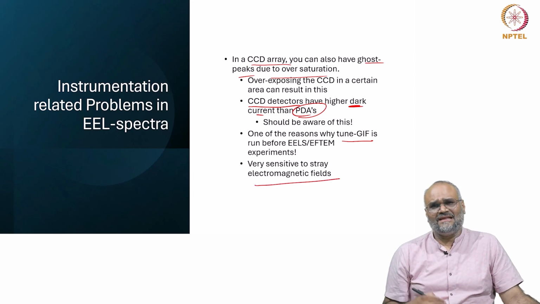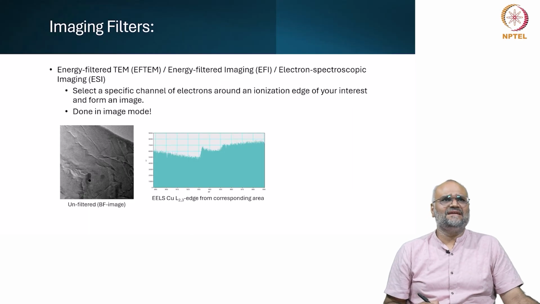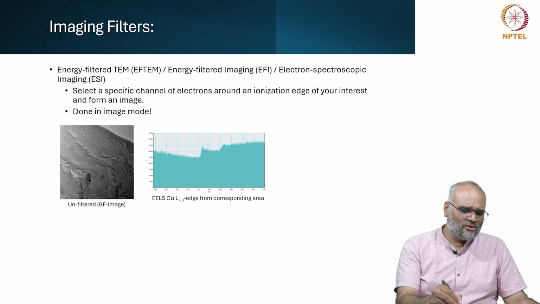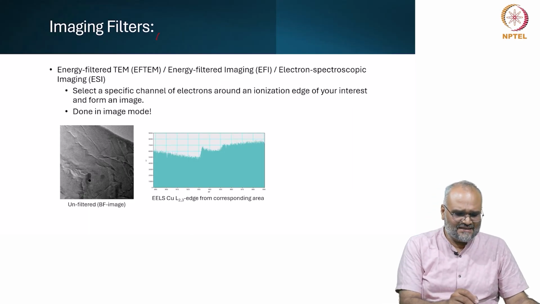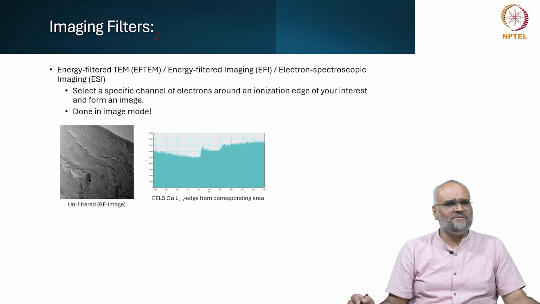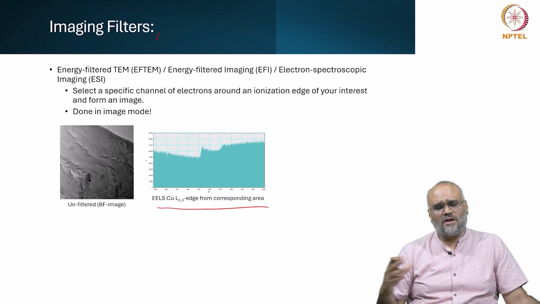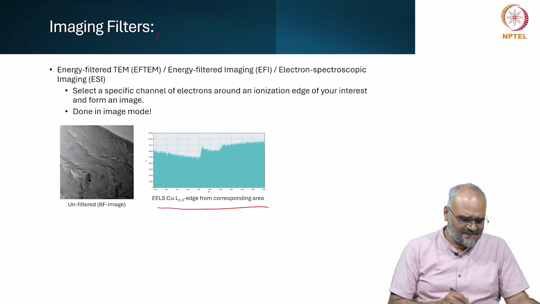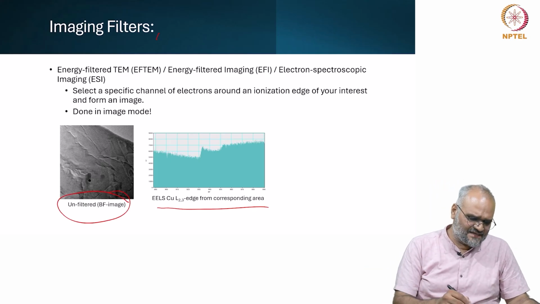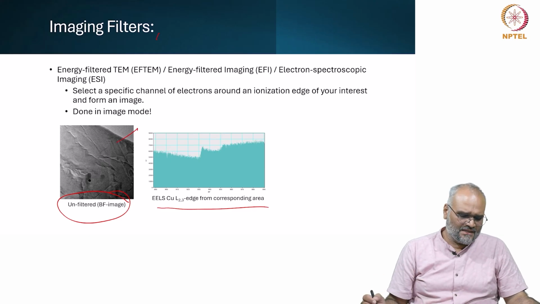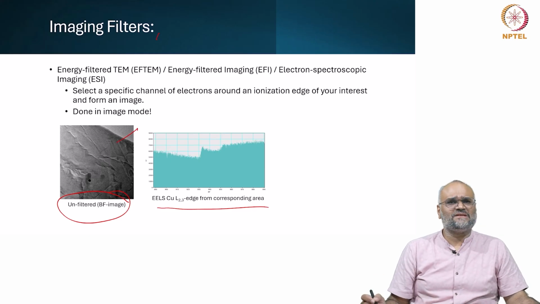If I do all this and start collecting the EELS data, when I use the imaging filters, you can also get energy filtered TEM images which appear like this. I look at the EELS core loss details. This is an unfiltered bright field image. Here is an example from an aluminum sample with copper precipitates.